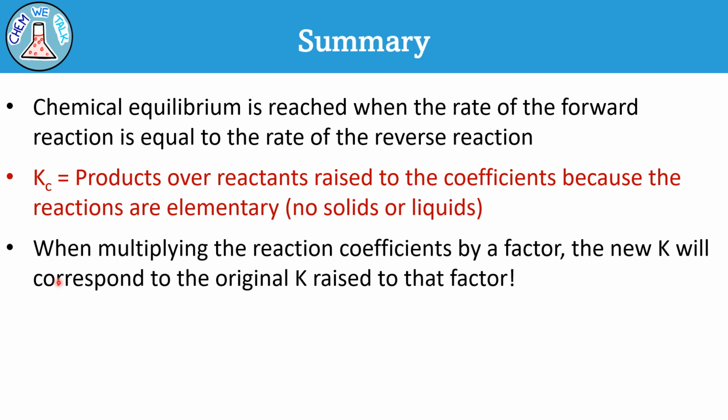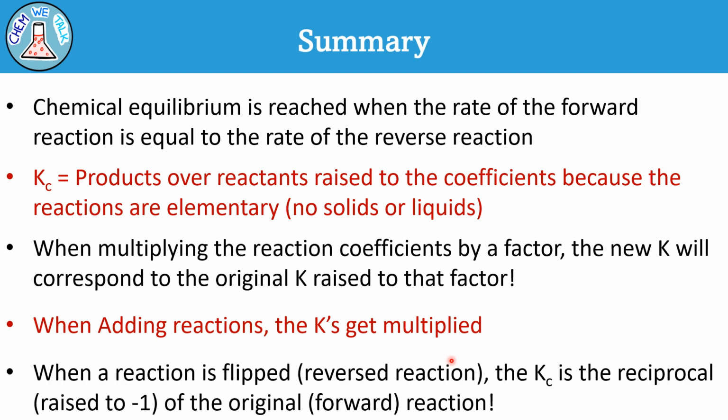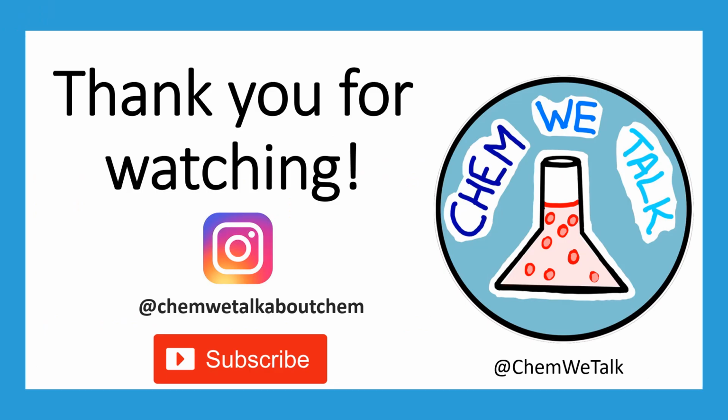And then remember that when multiplying the reaction coefficients by a factor, the K will just correspond to the original K raised to that factor. So if you multiply by 2, it's going to be raised to 2. If you multiply by 4, it's going to be raised to 4. If you multiply by 1/3, it's going to be raised to 1/3. Okay, so when we add reactions, the K's get multiplied. And when a reaction is flipped, the Kc is just going to be the reciprocal of the original reaction.